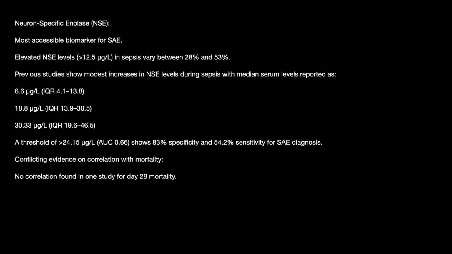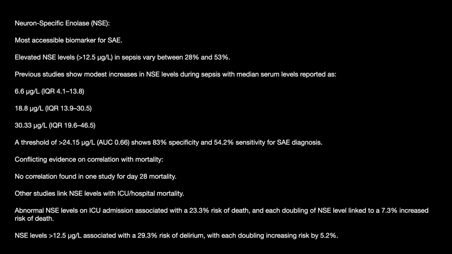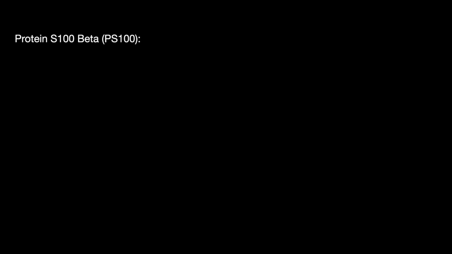A study has found that there is no correlation between neuron specific enolase and 28-day mortality. Other studies link neuron specific enolase with ICU and hospital mortality. And abnormal NSE on ICU admission is associated with 23.3% risk of death. Each doubling of NSE is linked to a 7.3% increase. So overall, NSE level of more than 12.5 is associated with sepsis.